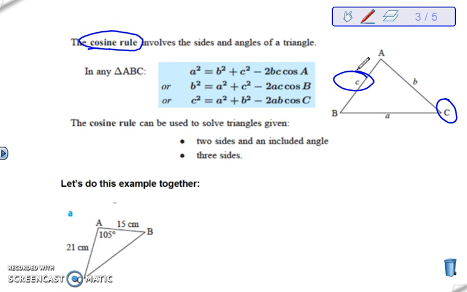So the side length squared is equal to the other 2 side lengths squared minus twice the product of the 2 side lengths and the cosine of the angle. So for me, it was always easiest to remember this version of the formula because it looks like the Pythagorean theorem with some extra junk stuck on the end. So how are we going to use this?